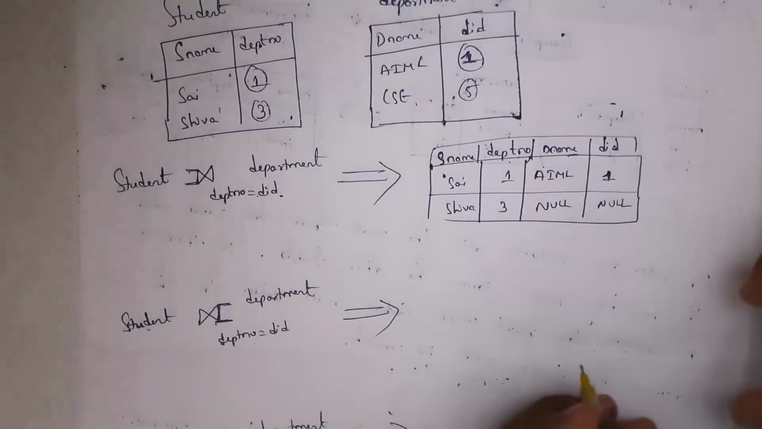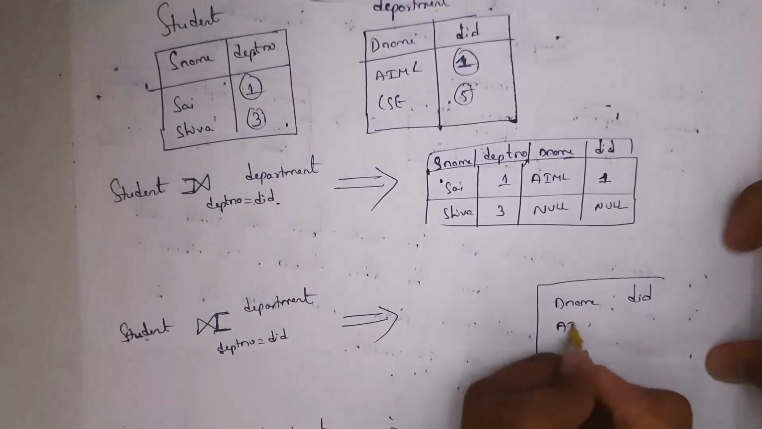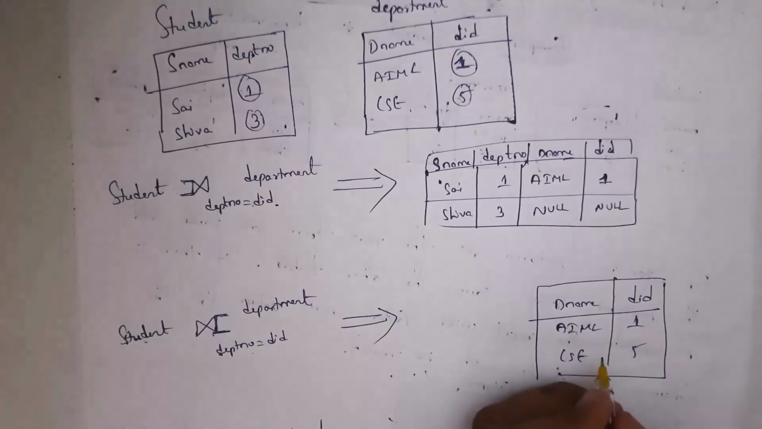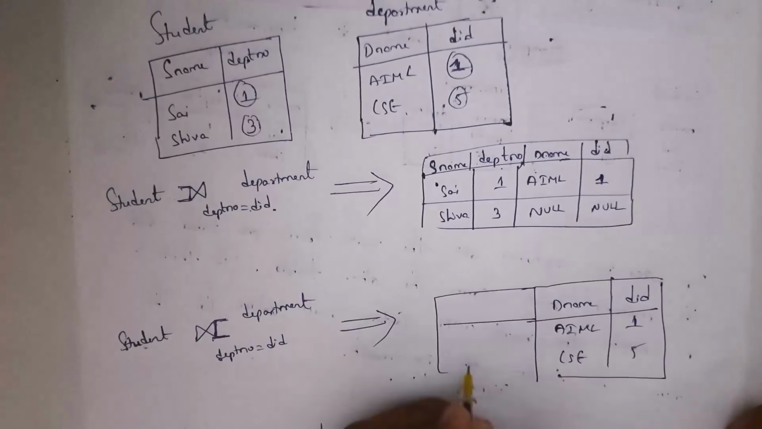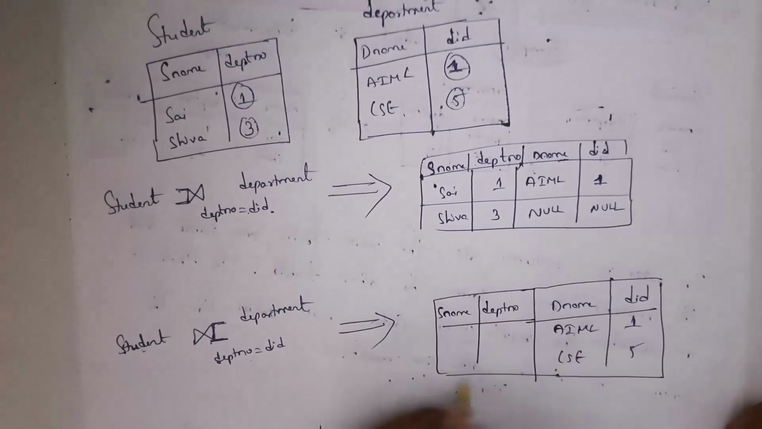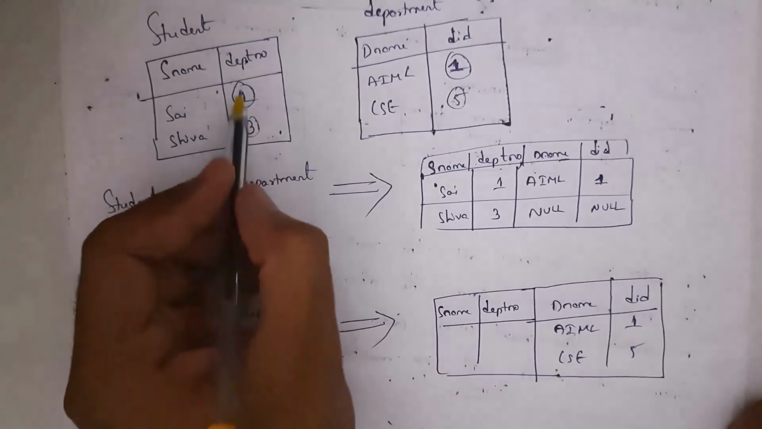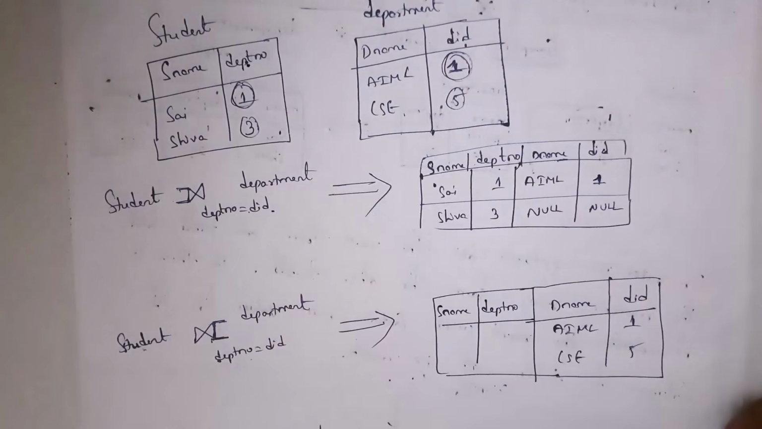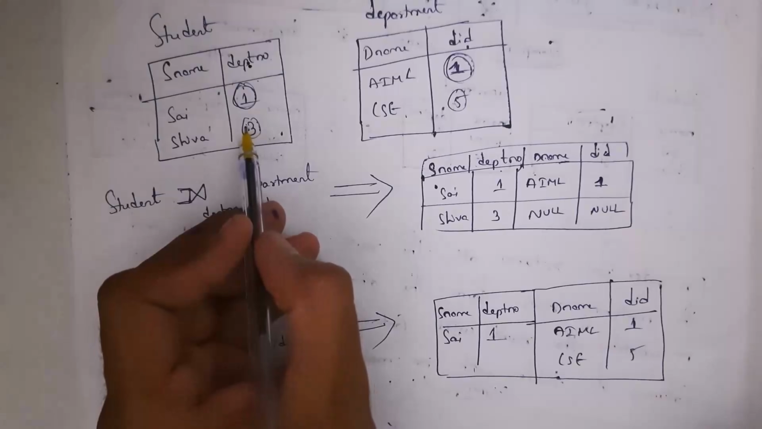So the right table contains department name and DID, and the values are AIML 1 and CSC 5. It returns complete rows from the right table. Similarly, the left table contains S name and department number. I gave the condition department number equal to DID. Yes, 1 is the same in both tables, so it returns this complete record, that is Sai 1. And here department number is 3 and DID is 5.